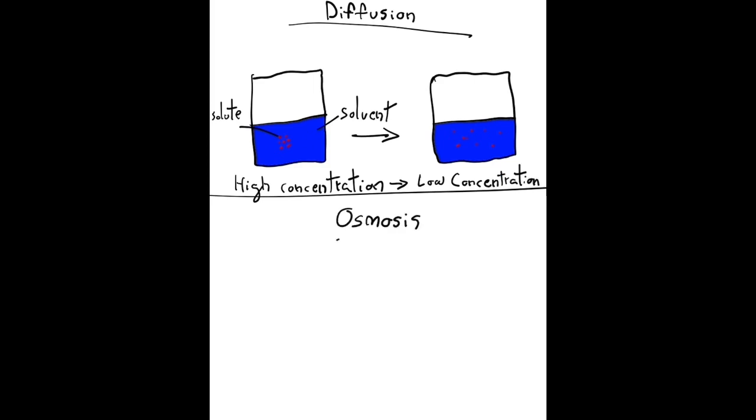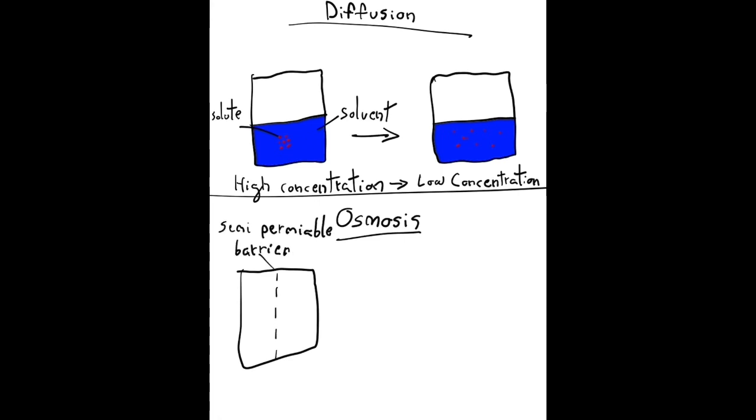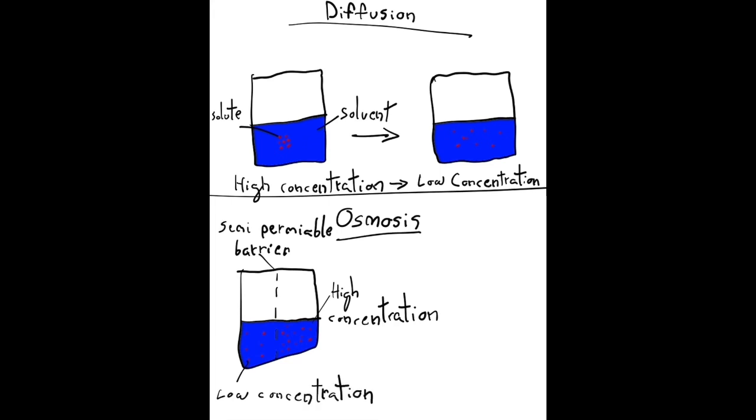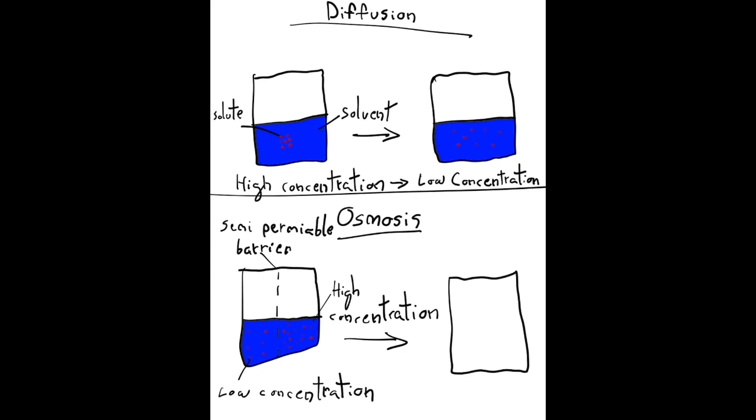During osmosis, we have the solute, the solvent, but we also have a semi-permeable barrier. During osmosis, on one side of the barrier, we have a high concentration of the solute within the solvent, and then on the other side, we have a lower concentration of the solute within the solvent. During osmosis, the only thing moving is the solvent, which moves from the area of lower concentration into the area with higher concentration.